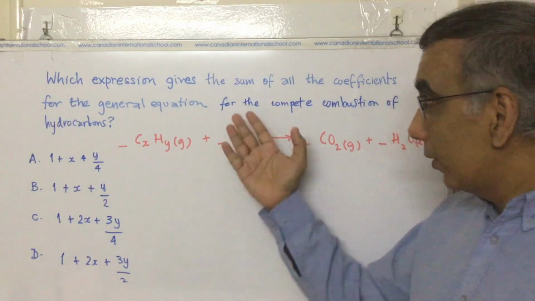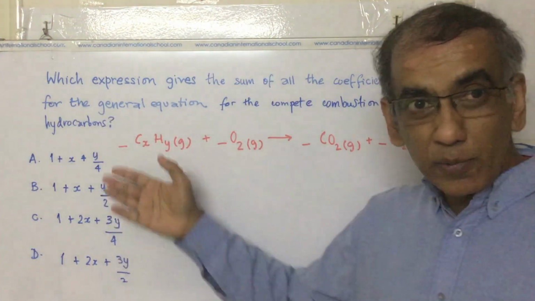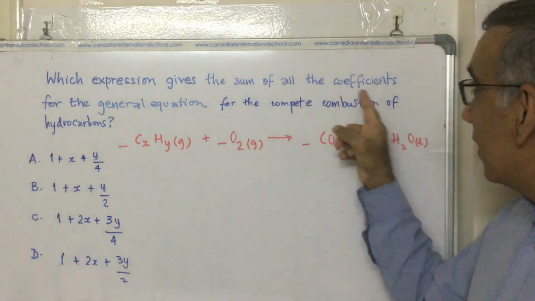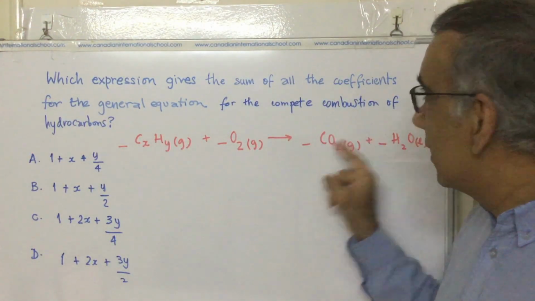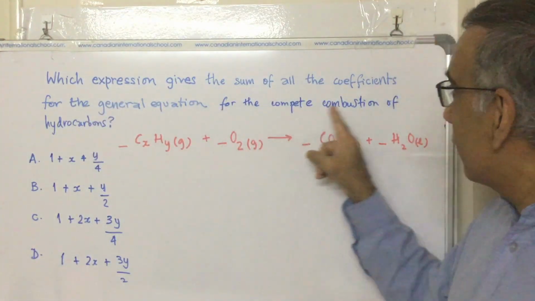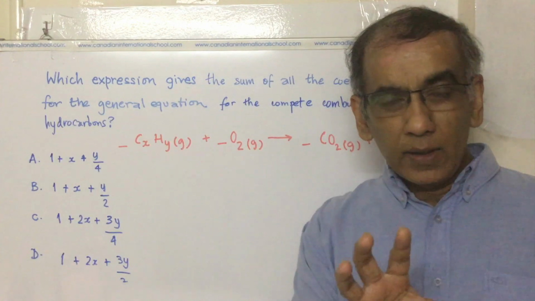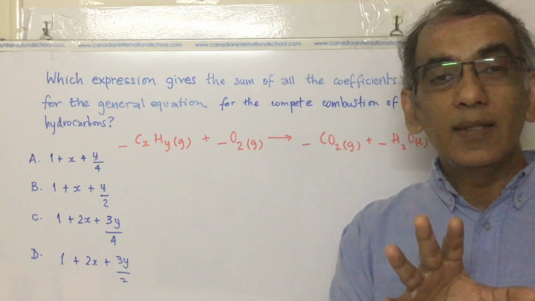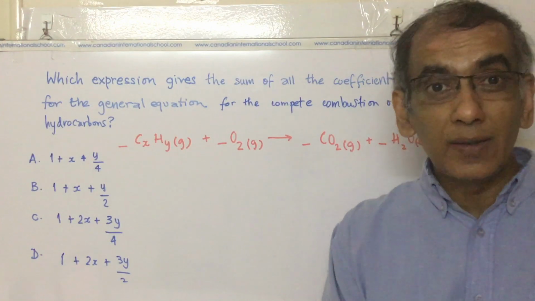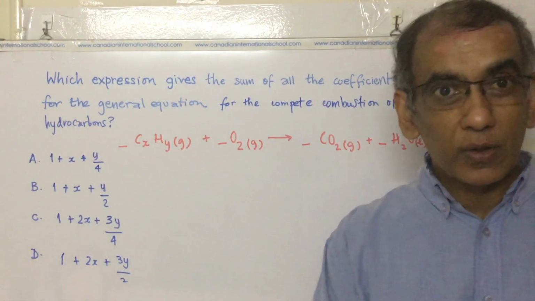But let's take a look at the question now. It says, which expression, and these are the four expressions here, gives the sum of all of the coefficients, which are these numbers missing here, for the general equation for the complete combustion of hydrocarbons? Well, when this question appeared in the exam, some teachers felt it dealt more with mathematics and less with chemistry. But there is a way to go about solving it.